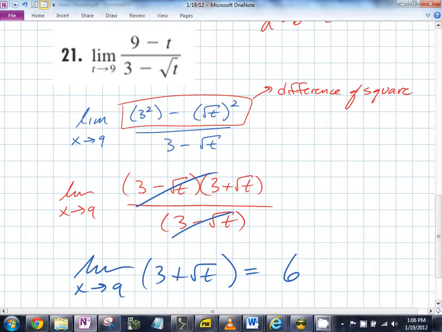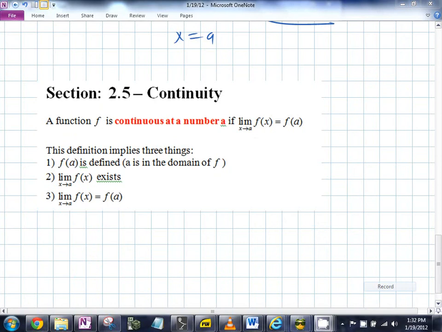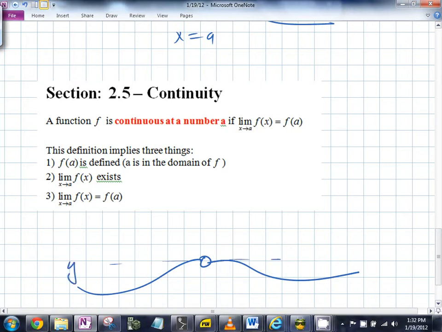A function f is continuous at a number a if the limit as x goes to a of f of x is equal to f of a. So for example, let's say I gave you this picture right here, and I said this value right here is y equals L, and this right here is x equals a, and I'm going to fill it in right here, and I'm going to say that this value right here is y equals k. Given this picture, can you tell me what's the limit as x goes to a of f of x?